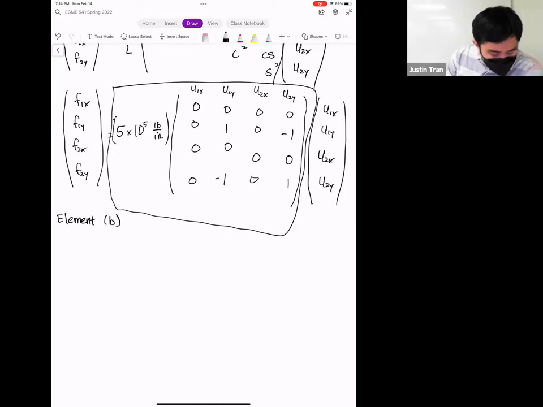All right, so element B here is our spring. And so the only property for the spring is going to be the spring constant, which is 250,000. And so if we write this in scientific notation, 250,000 is the same thing as 2.5 times 10 to the 5th pound per inch.